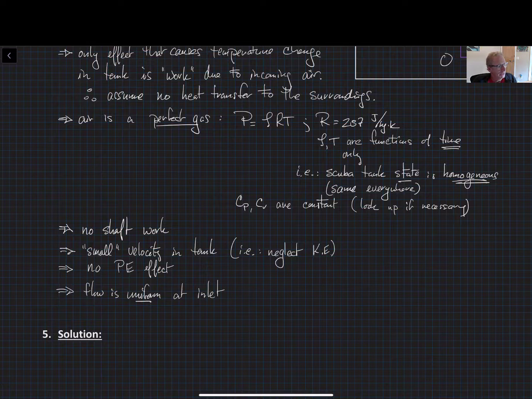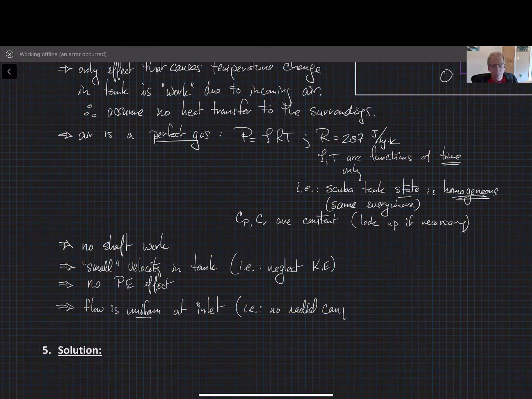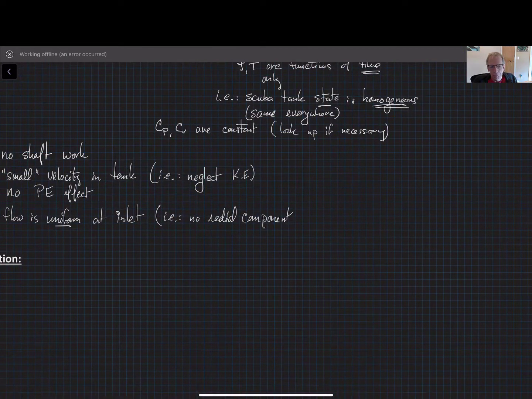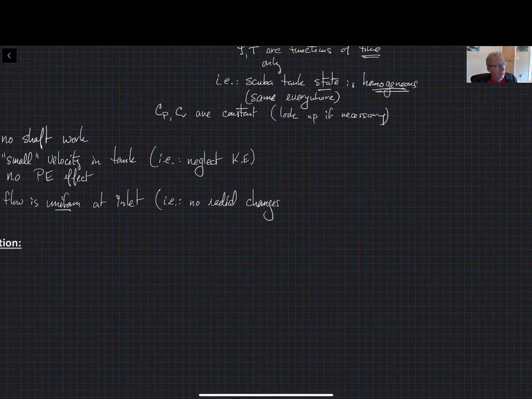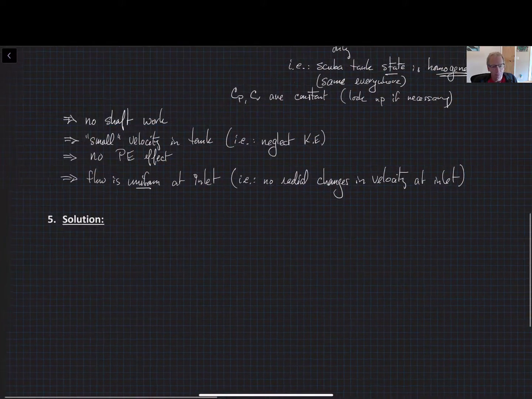Okay, I think that's all we need for assumptions here. Let's write down this thing about the properties, though. That's an important one. And we'll go back later and add more assumptions if we need to as we solve through the problem.